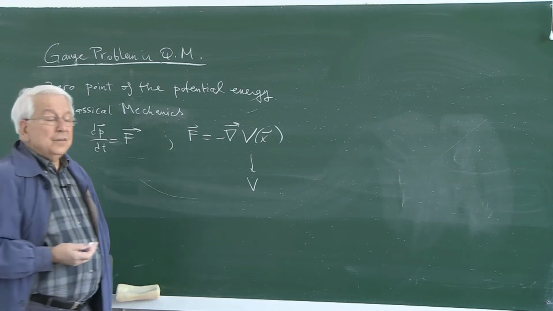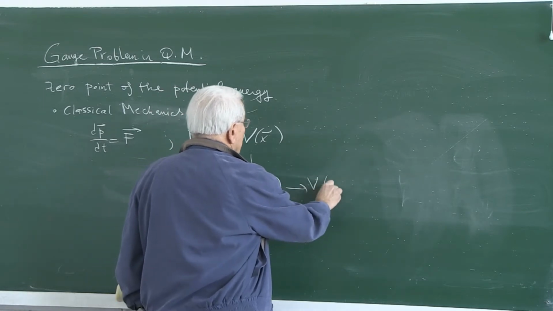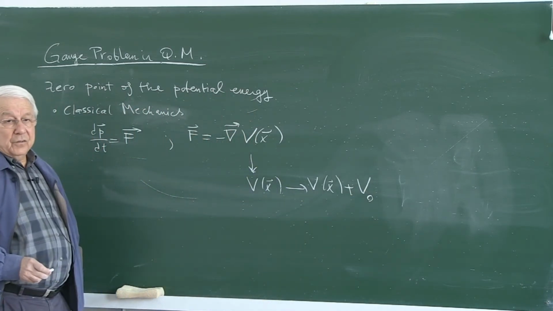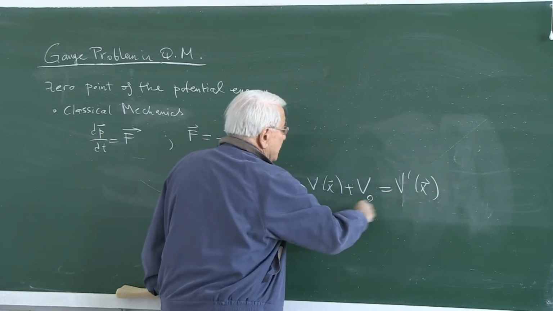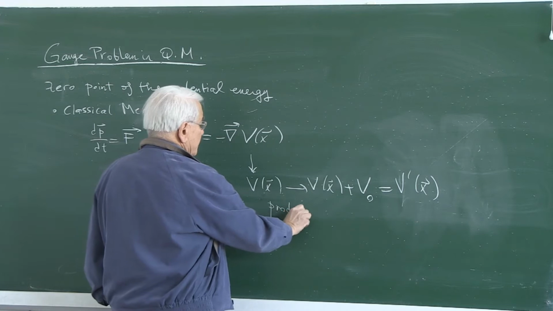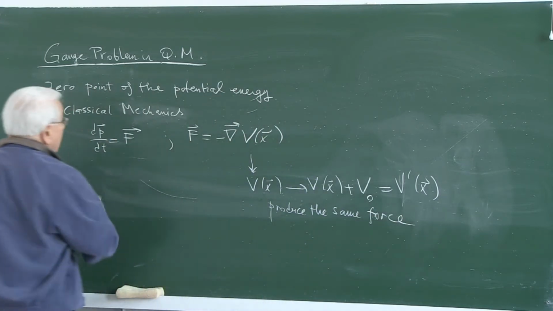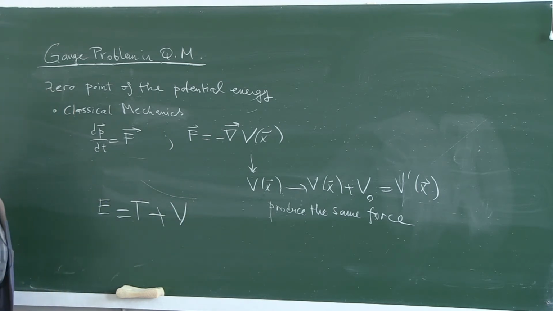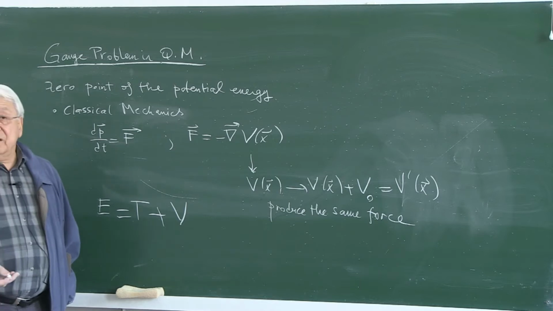V is not unique. V is defined up to an addition of a constant. V of x, you are free to add a constant, because the gradient of a constant is 0. Both this and this one, which I denote if you want as V prime of x, produce the same force, right? Which has the meaning that energy, again for these conservative systems, is written as the kinetic energy plus the potential energy. Then if the potential is non-unique up to the addition of a constant, it brings us to that point. What's the zero point of the potential energy? It can have any value really.